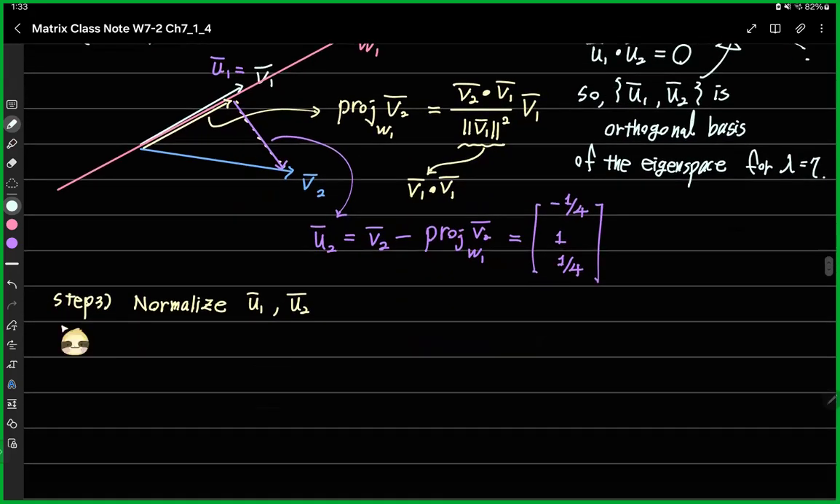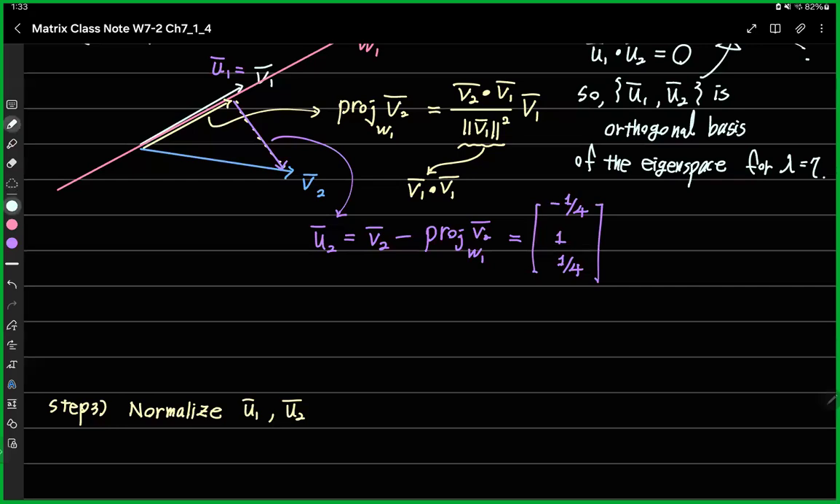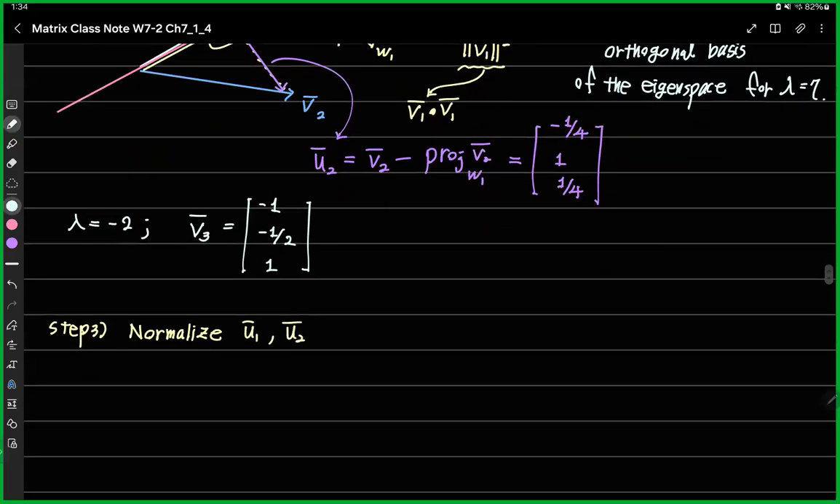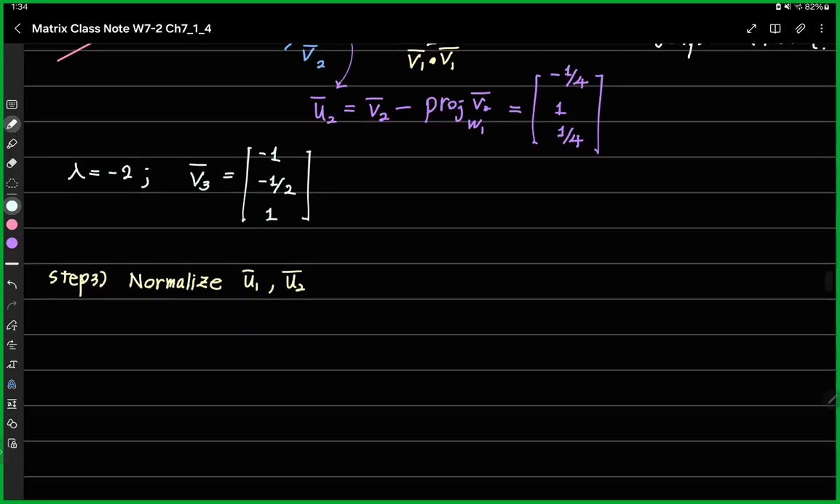Before step 3, we need to find the eigenvector corresponding to lambda equals negative 2. For lambda equals negative 2, v3 is equal to, if you do that, negative 1, negative 1/2, and 1. I'll skip the solution. So this is the eigenvector corresponding to lambda equals negative 2, and the eigenspace for lambda equals negative 2 is just a line, so R1. Now move to step 3.